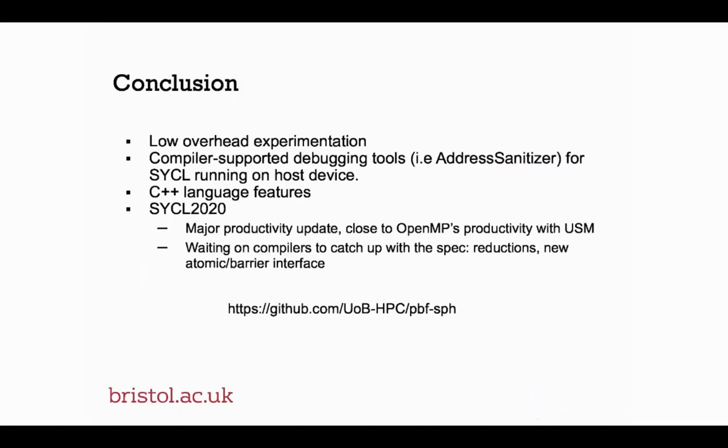To summarize, we were able to get close to OpenMP levels of productivity with the SYCL 2020 version. We were able to retain the same level of debugging friendliness as in OpenMP by running our SYCL implementation on the SYCL host device. In this mode, Address Sanitizer was able to warn me on common errors like accessing out-of-bound elements, and it was able to do that with the same level of precision as it did with the OpenMP version. So that's really good for debugging.